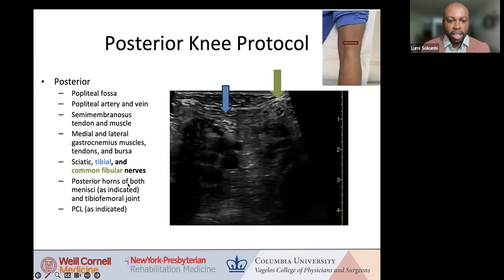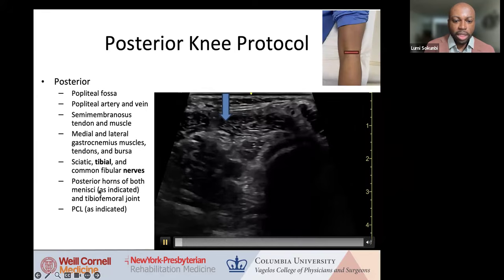And then next up, here's a still shot of that image where you have your tibial nerve here and then the common fibular nerve. At this area, the tibial nerve has a larger size than the common fibular, and then you can follow it straight down through the ankle as well, and then following the peroneal nerve towards the lateral region of the lower leg.